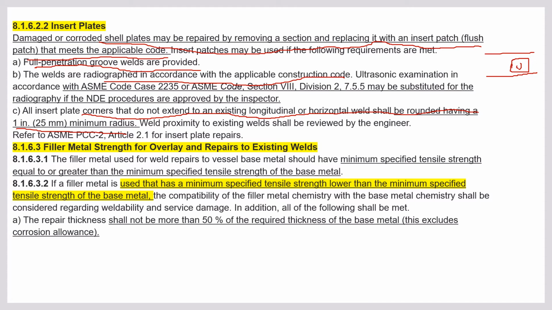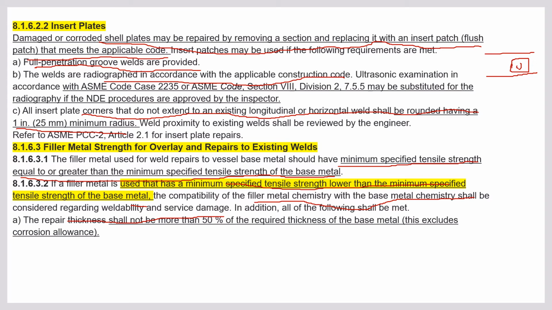The filler metal used for weld repair of the vessel should have a minimum tensile strength equal to or greater than the minimum specified tensile strength of the base metal. If the base metal strength is 70,000 psi, then it must be 70,000 psi or higher. If a filler metal is used that has a minimum specified strength lower than that of the base metal, if in some locations it happens like that, then the compatibility of the filler metal chemistry with the base metal chemistry shall be considered regarding weldability and service damage. Then it will be additionally reviewed for service damage and weldability requirements.